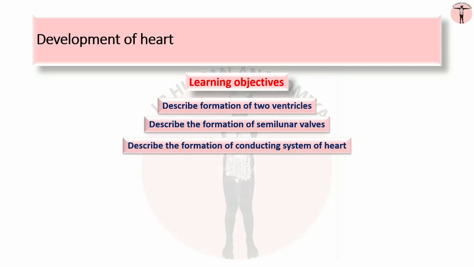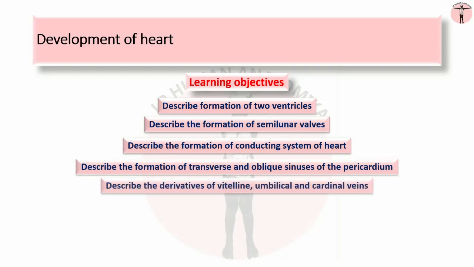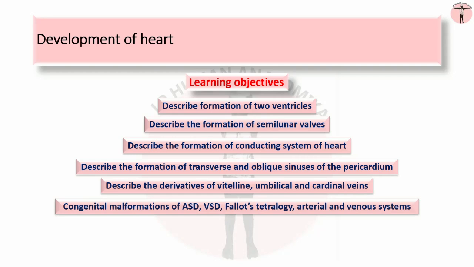describe the formation of the conducting system of the heart, describe the formation of transverse and oblique sinuses of the pericardium, describe the derivatives of the vitelline, umbilical and cardinal veins. Give examples of congenital malformations with special reference to atrial septal defects, ventricular septal defects, Fallot's tetralogy, and arterial and venous systems.